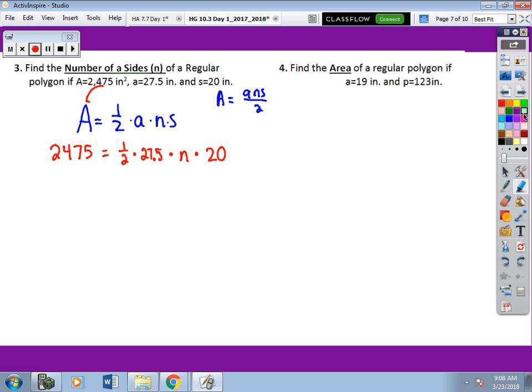Now you have options. You can do this a ton of different ways, but all of these things are being multiplied together. The order in which you multiply them doesn't matter. So you can multiply all 3 of these things together and then divide by that product, which is what I suggest doing. So half of 20 is 10. 10 times 27.5 would be 275. If you want to do it mentally, just multiply things that you know the product. Otherwise, use your calculator.